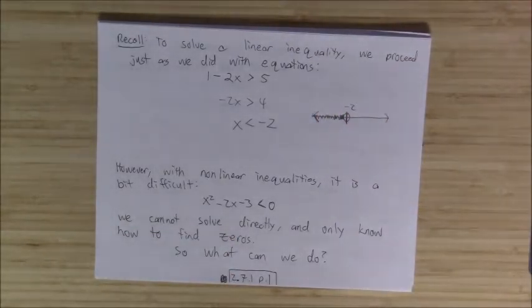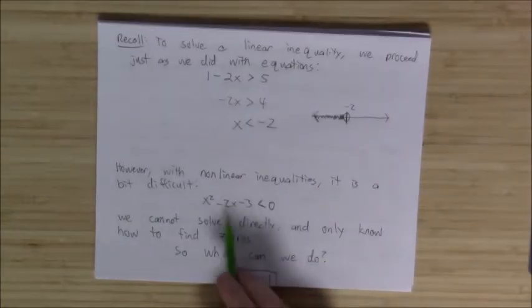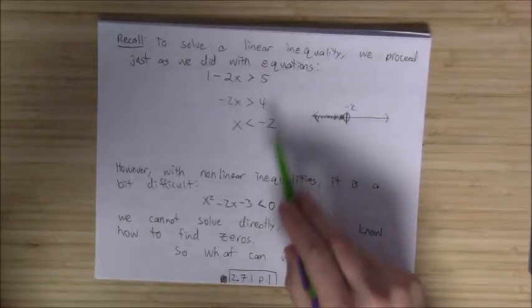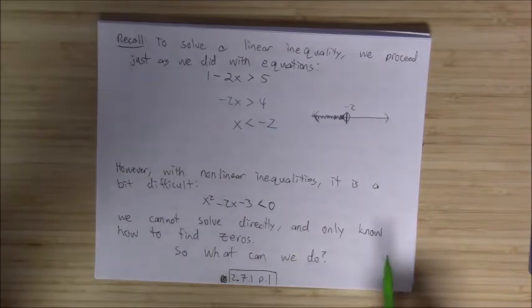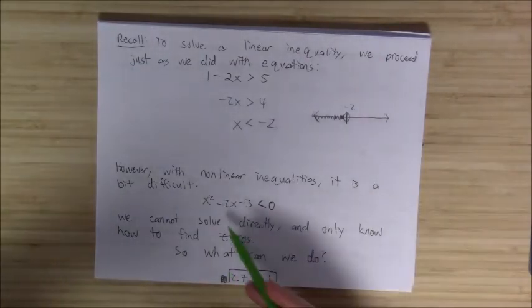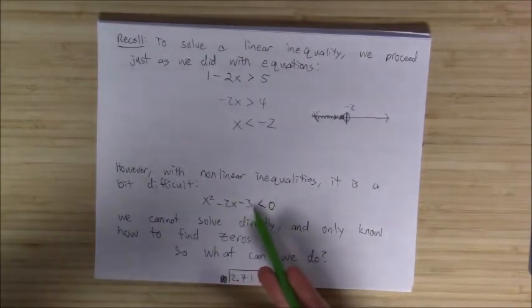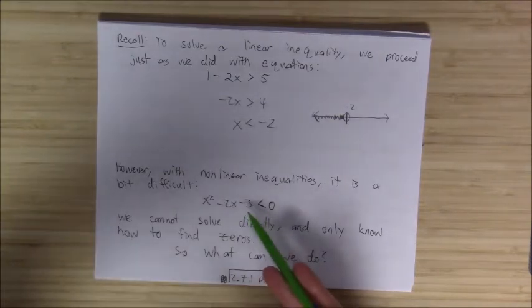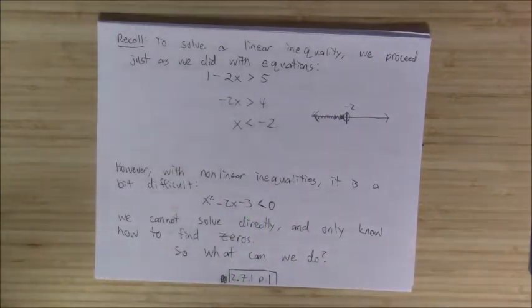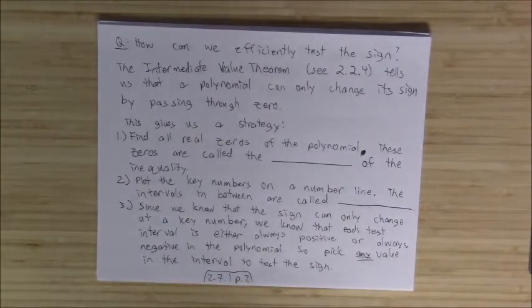However, with nonlinear inequalities, it's a bit difficult. Namely, something like x squared minus 2x minus 3, we can't solve it directly, and we only know how to find the zeros of it, right? Using the quadratic formula or factoring or something like that. So then the question is, what do we do about it? The big question becomes, how can we efficiently test the sign?